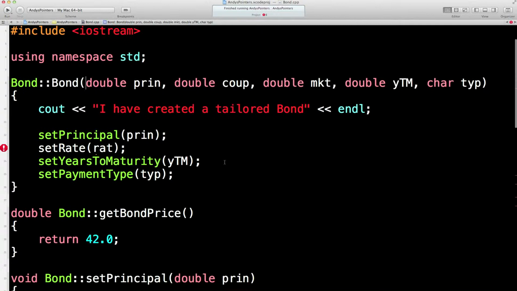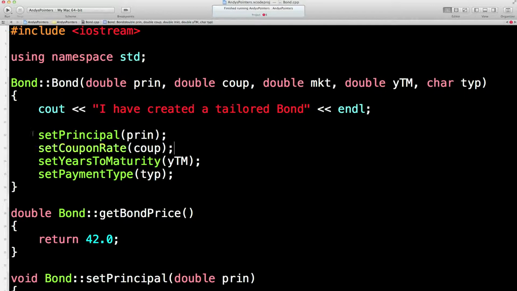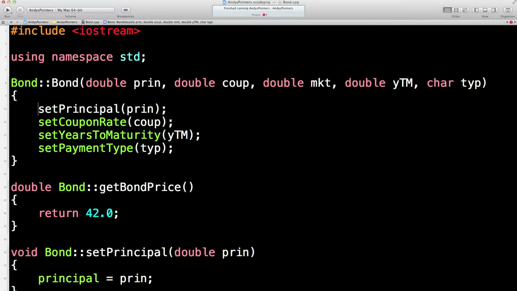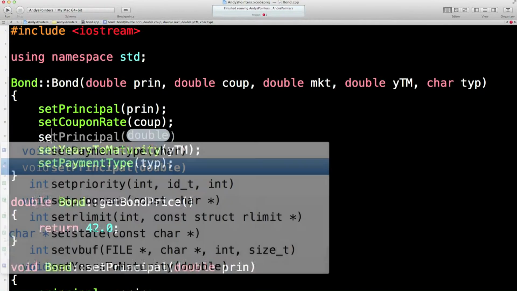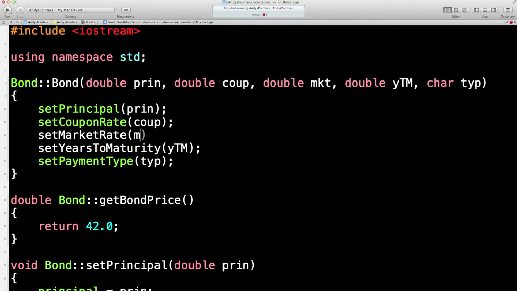So I've got five things coming in now. Obviously, this isn't set rate anymore, this is now set coupon rate, and this is coup. Also, I really ought to remove output messages inside these constructors. It's not very nice practice, so let's not keep going with that anymore. So set market rate, and we'll set this to MKT, there we are, which is the market rate coming in.